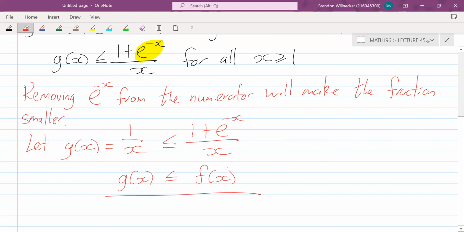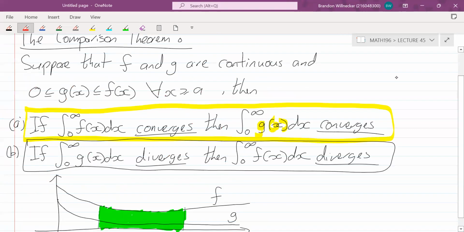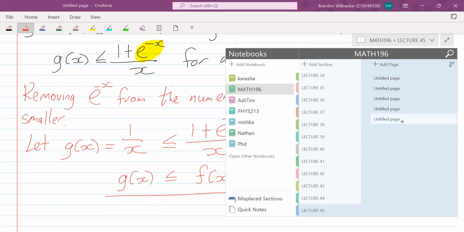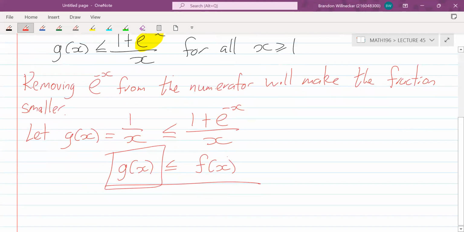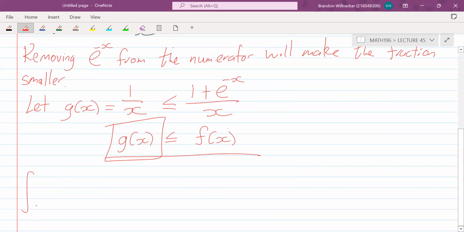We go back to our theorem. It says here g is less than or equal to f. If the integral with g diverges, then the integral with f diverges. So let's find the integral with g. So the integral from 1 to infinity g of x dx is equal to the integral from 1 to infinity 1 over x dx.